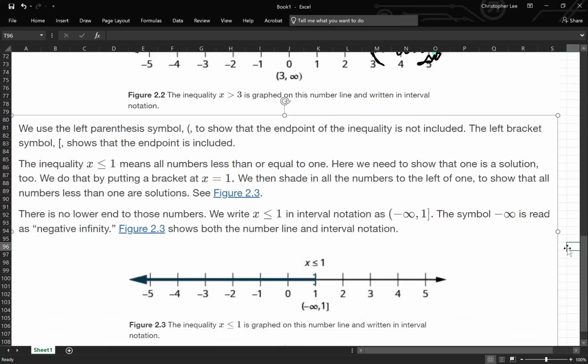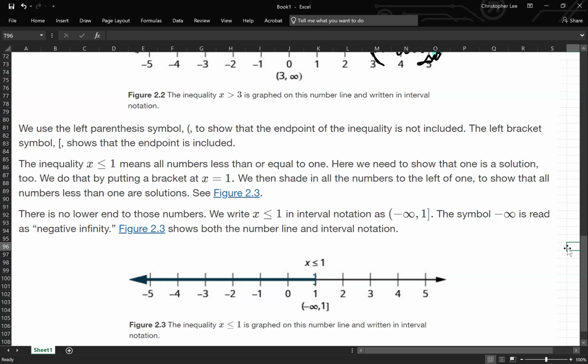So we use the left parenthesis symbol, like an open parenthesis, to show that the endpoint of the inequality is not included. The left bracket symbol, like a square bracket, shows that the endpoint is included. So the inequality x is less than or equal to 1 means that all numbers are less than or equal to 1.